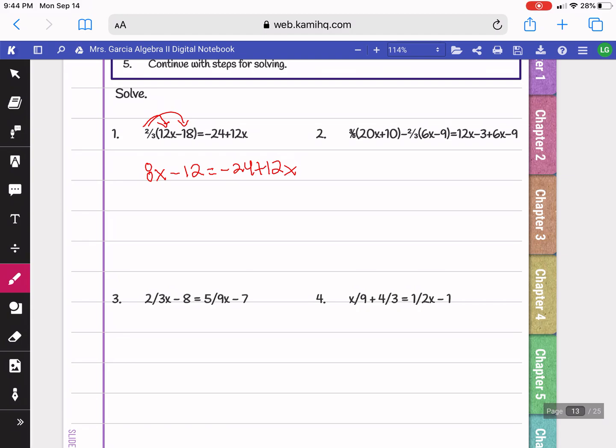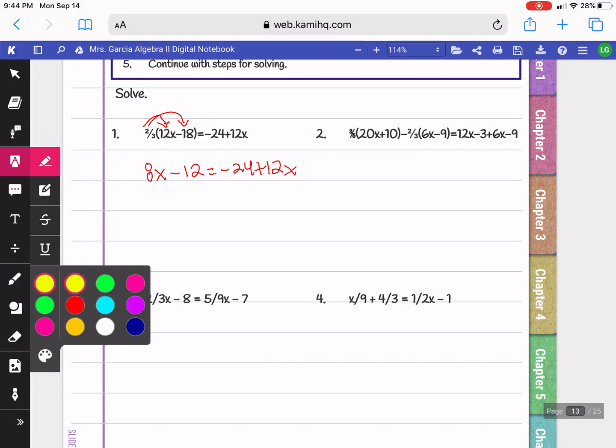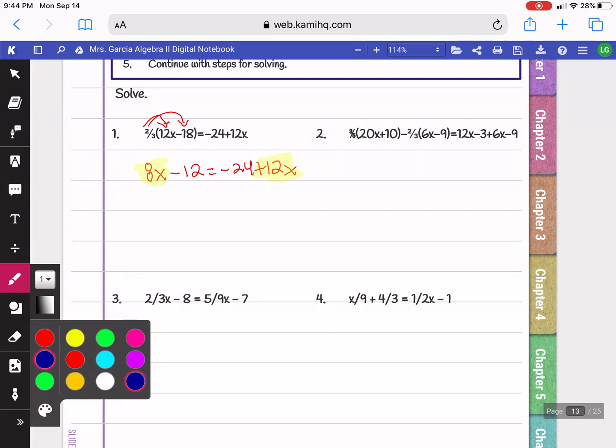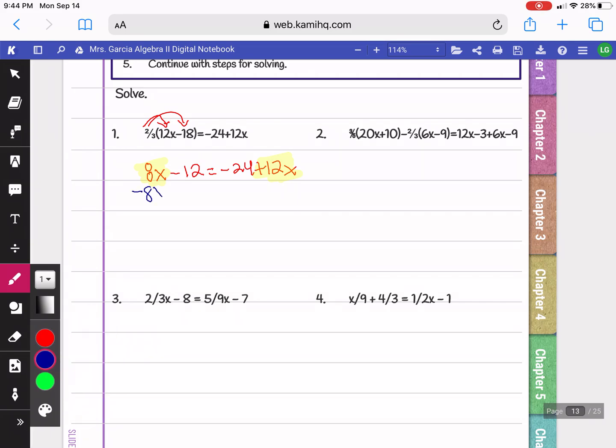Here, both sides are already simplified, so we can already look at our variables. On the left, we have 8x. On the right, we have 12x. We need to undo one of those. I'm going to undo the smaller one, which is 8. So the opposite of 8x would be minus or negative 8x. And what you do to one side, you do to the other. So I'm left with negative 12 equals negative 24. 12 minus 8 is positive 4x.